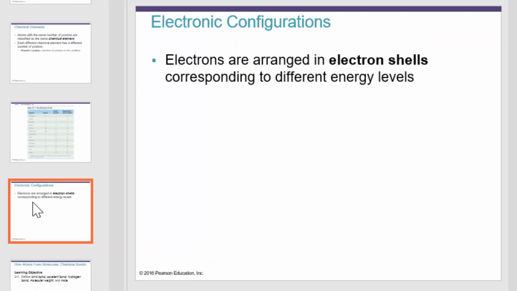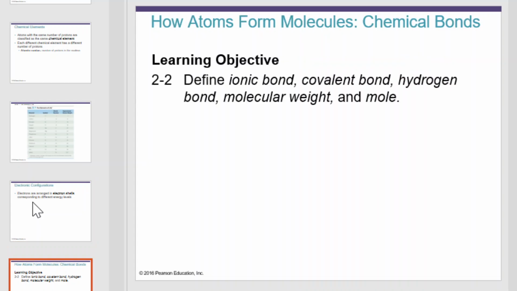Electrons are arranged in electron shells. The electrons orbit the nucleus as they are attracted by its opposite charge. The electron shell that the electron orbits in corresponds to the respective energy that the electron possesses.